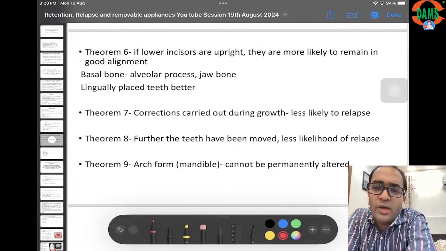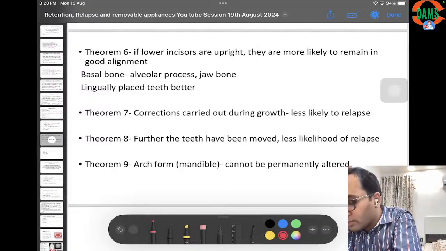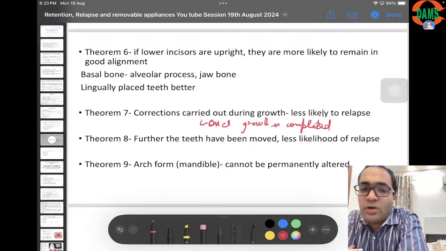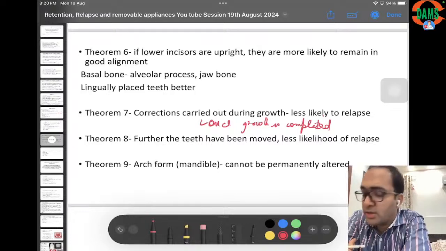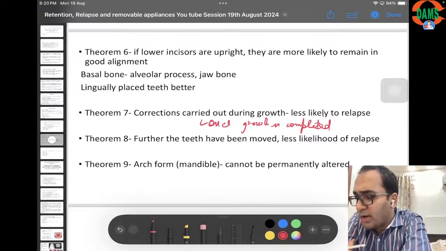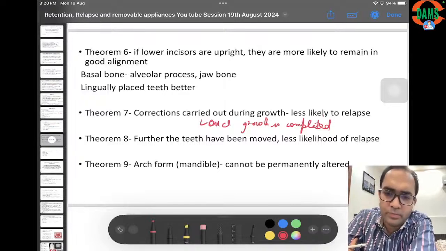Next theorem is correction carried out during growth is less likely to relapse. Why? Because once the growth is completed, the corrections are more stable. Theorem number 8, the further the teeth have been moved, the less likelihood of relapse. That's a similar concept to overcorrection.